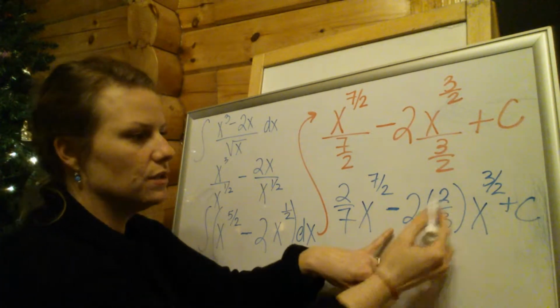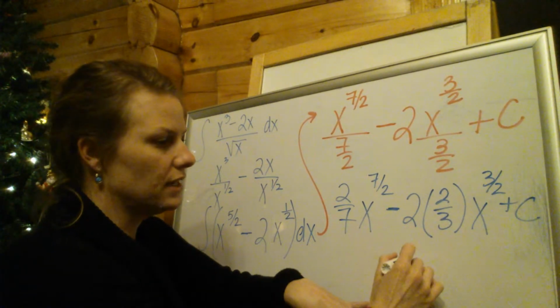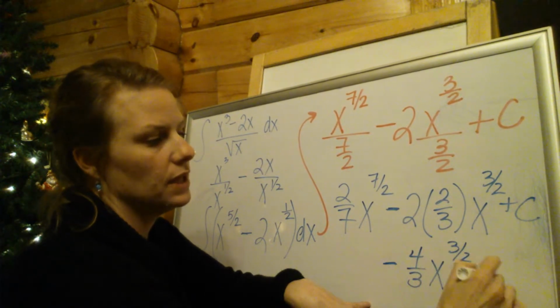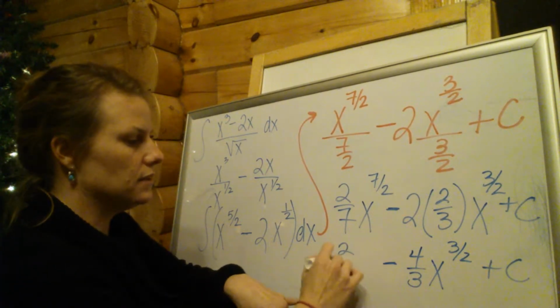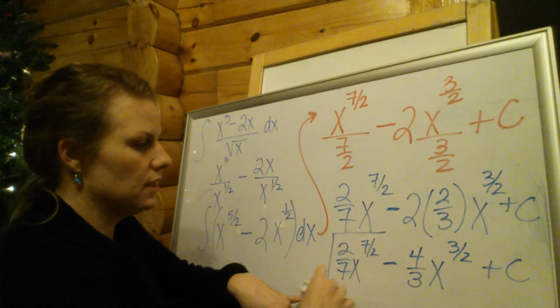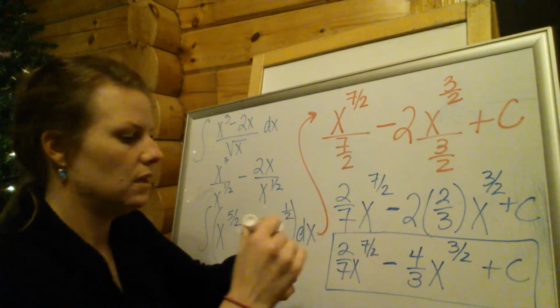So then, of course, 2 times 2/3, you could change to minus 4/3 x to the 3/2 plus c. This is still 2/7 x to the 7/2 up front, and that would be your answer.